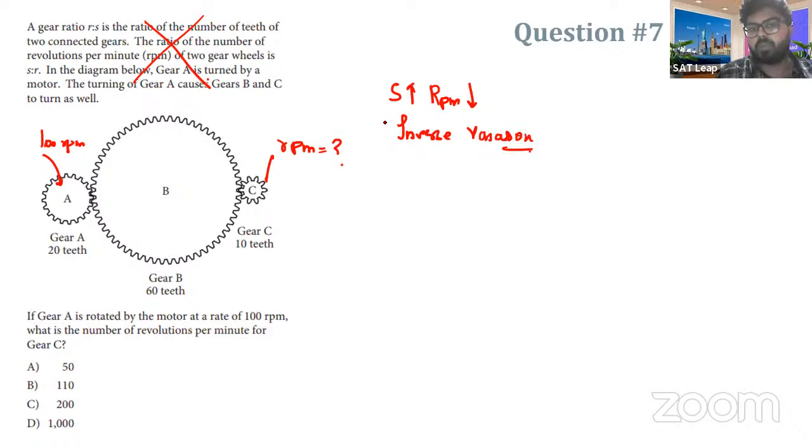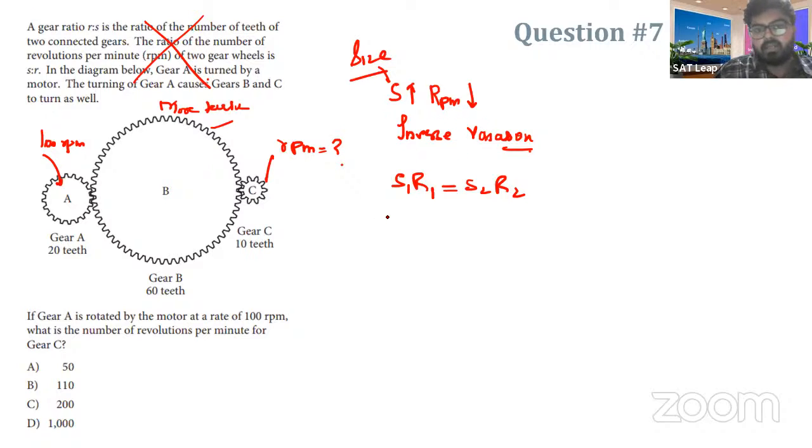What remains constant? The product remains constant, which means S1 into R1 is equal to S2 into R2. Now, what is S1? S1 is the size of the gear, right? And if the gear is large, it will have more teeth. For example, B has a greater size, so it has more teeth compared to gear A. So if size is more, the teeth are more, which means if the number of teeth on the gear increases, the RPM will decrease.